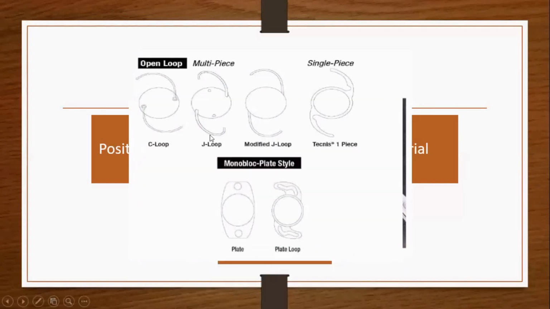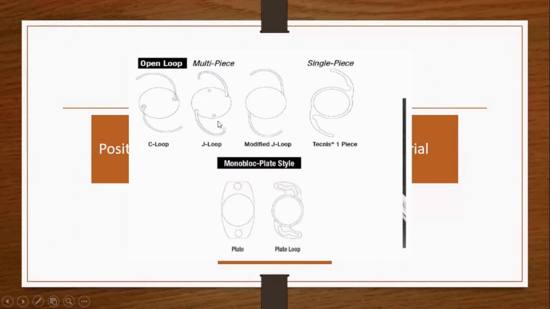So this depends on the haptic design. Here you can see different types of loop. This is actually a two haptic design. Here also you can see there is a multi-piece lens, single piece lens, and the plate haptic.